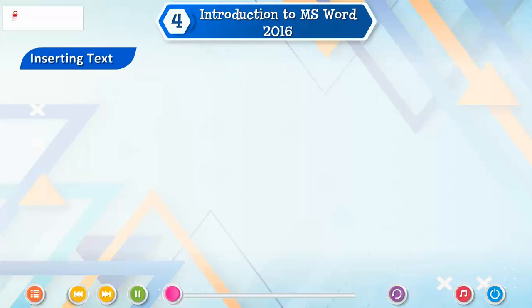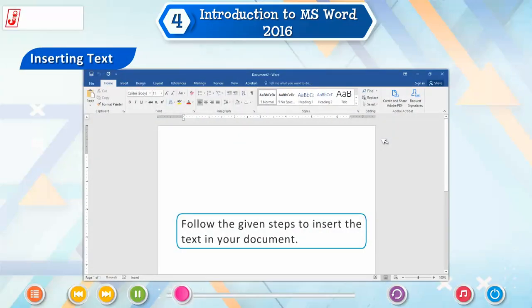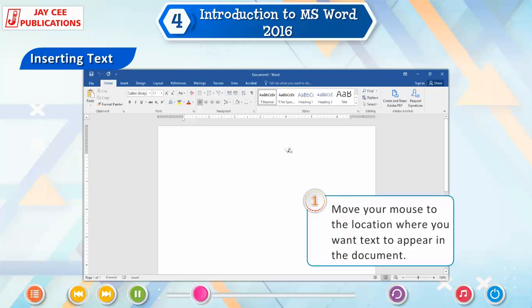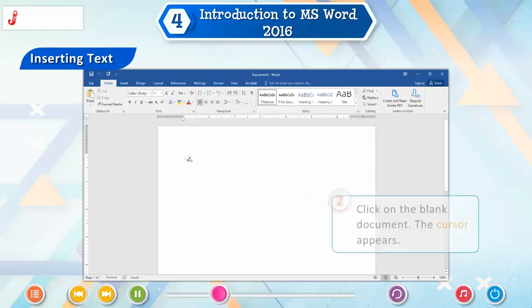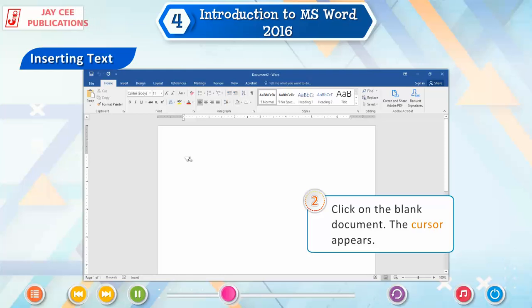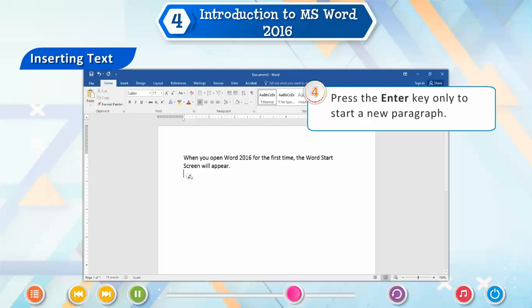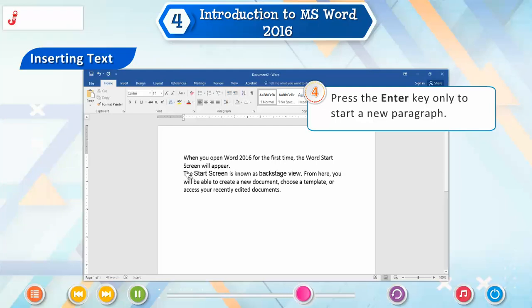Inserting text. Follow the given steps to insert the text in your document. 1. Move your mouse to the location where you want text to appear in the document. 2. Click on the blank document. The cursor appears. 3. Type the desired text. You will find that the cursor automatically shifts to the next line. This feature of Word is called Word Wrap. 4. Press the Enter key only to start a new paragraph.